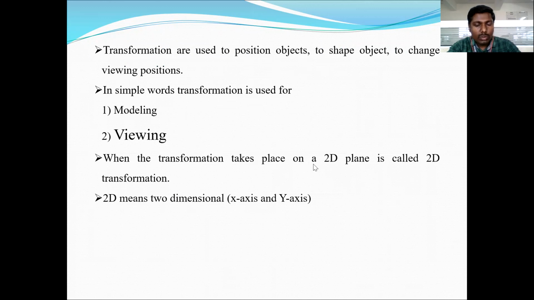So what do we call a 2D transformation? That we want to know first. 2D transformation is when the transformation takes place on a 2D plane. 2D means 2-dimensional. It deals with the x-axis and the y-axis.